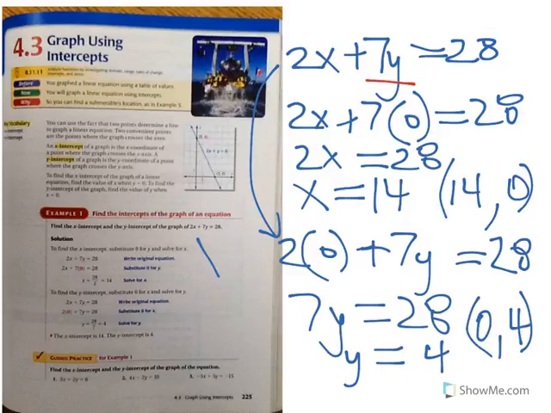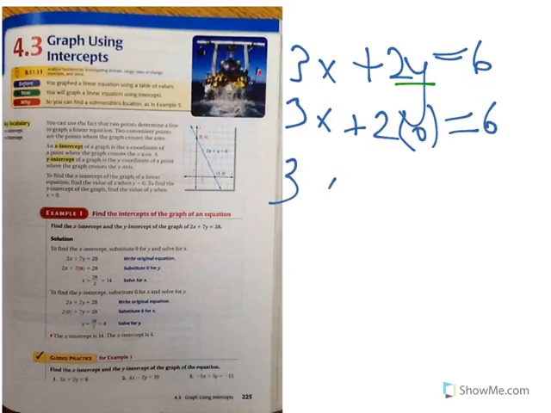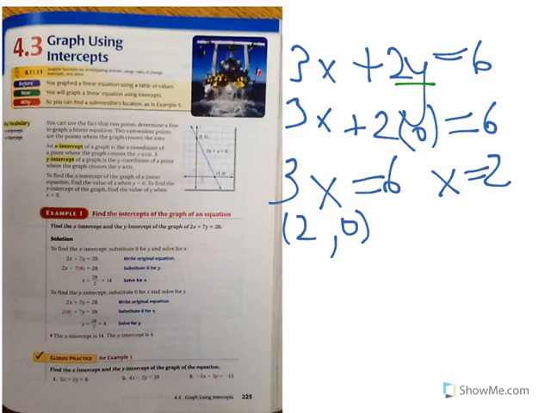Let's do a couple more. So here's another equation, and if we want to figure out what the x-intercept is, then we have to plug in 0 for the y value. And so what we do is 3x plus 2 times 0 is equal to 6. So 3x is equal to 6. So x's value then is going to be equal to 2. So the first point, this is the x-intercept, it's going to be 2, 0.